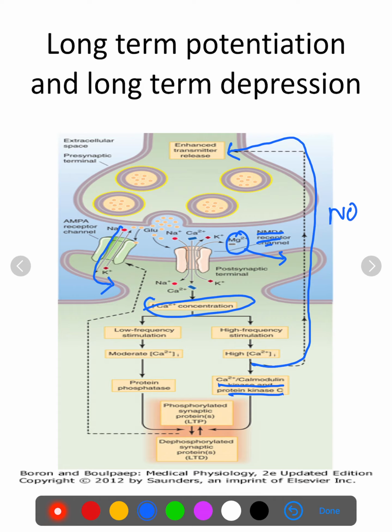Then see how it is stimulated. If low frequency stimulation is there and high frequency stimulation is there, the response will be different. If low frequency is there, the response is different. Protein phosphatase is released, and as a result, long term depression is occurring. So this is the mechanism for long term potentiation and long term depression.